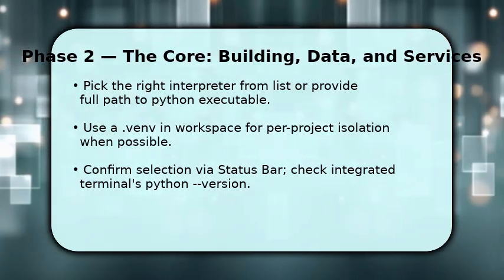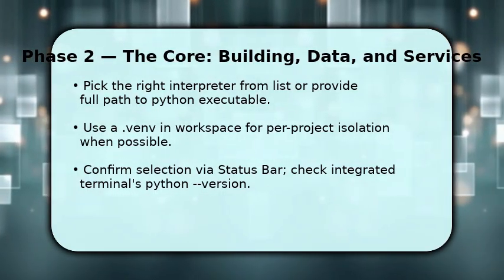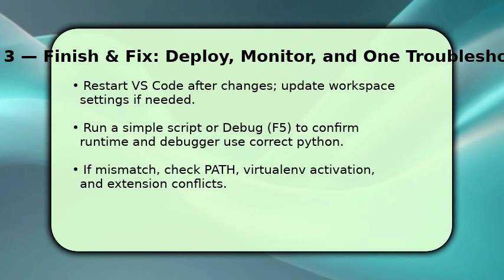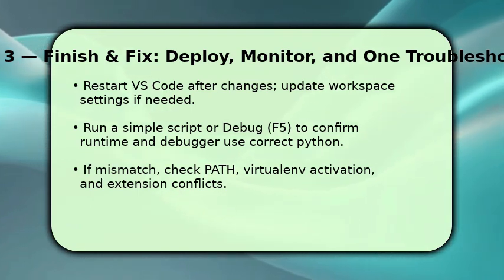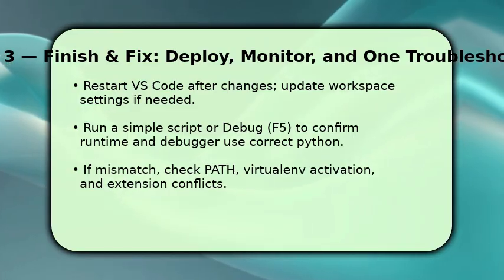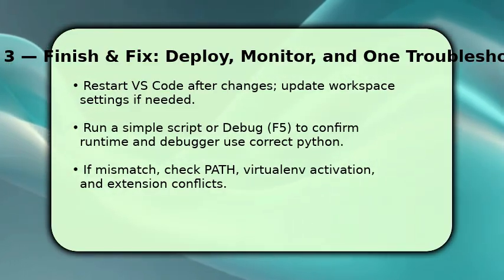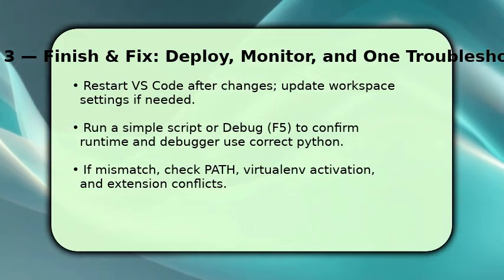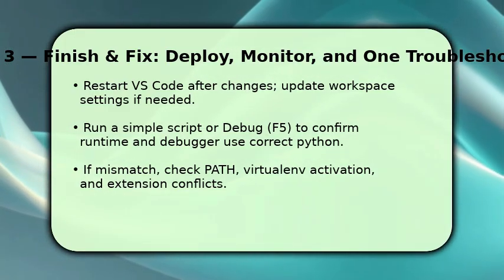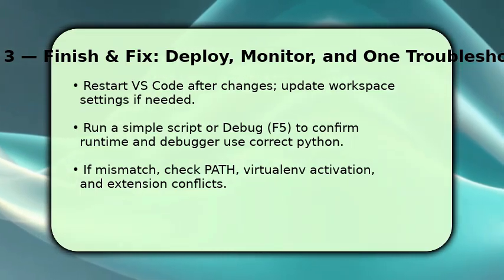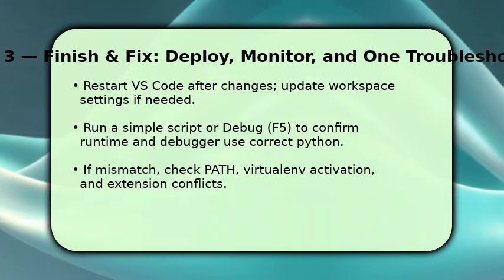To finish, restart VS Code so all services pick up the change, then run a quick python -c "import sys; print(sys.executable, sys.version)", or press F5 to launch the debugger. If the wrong version runs, check that your terminal activates the chosen virtualenv and that PATH points to the intended Python. A common troubleshooting tip: disable other Python extensions and reinstall the Microsoft Python extension, then reselect the interpreter.